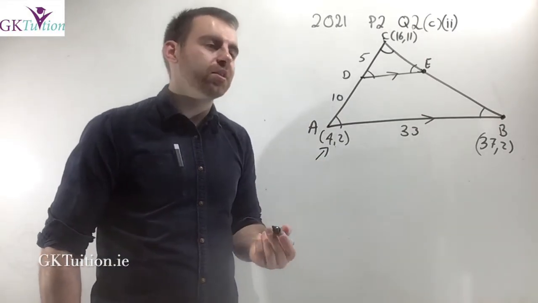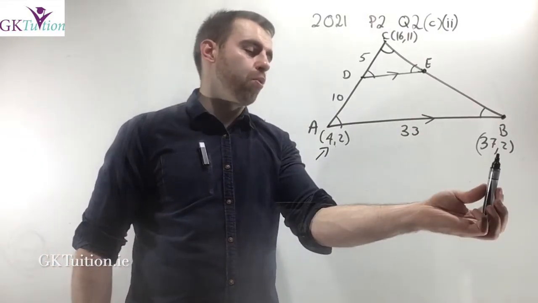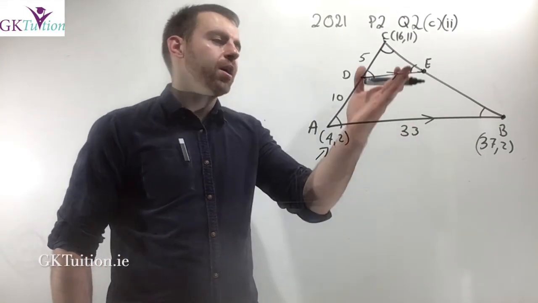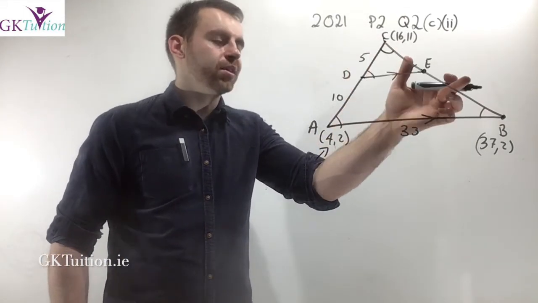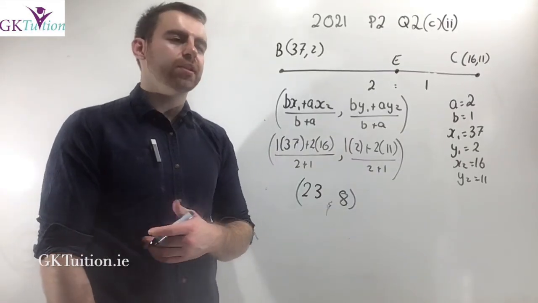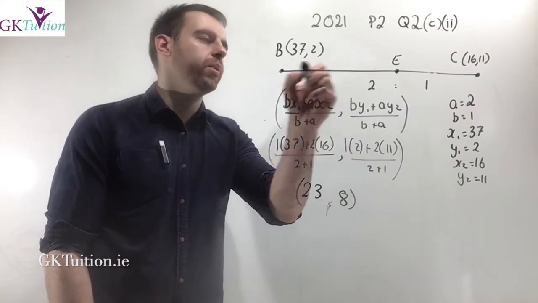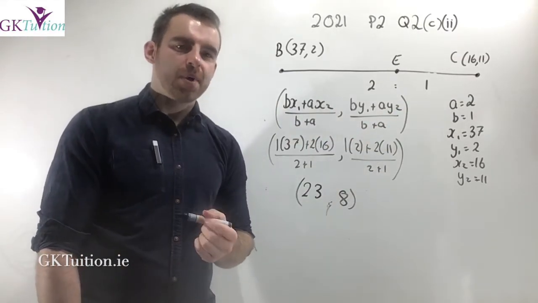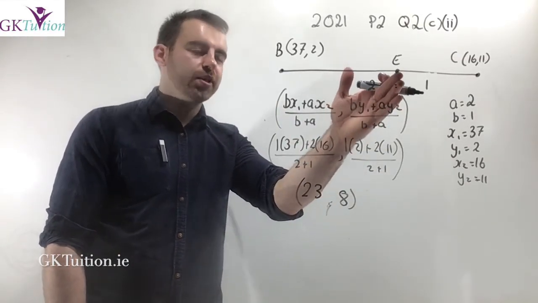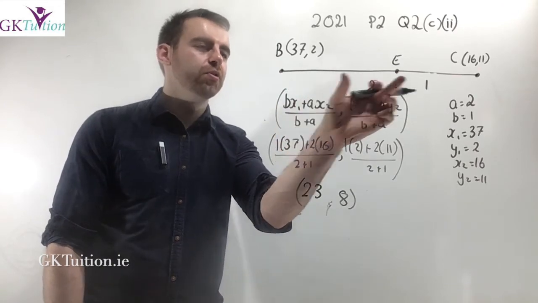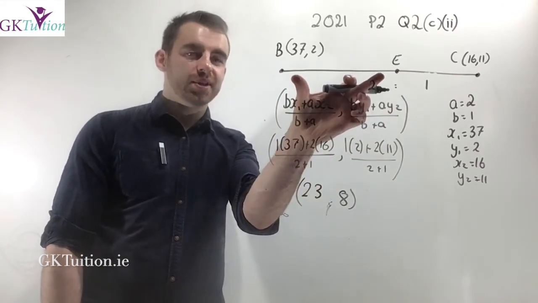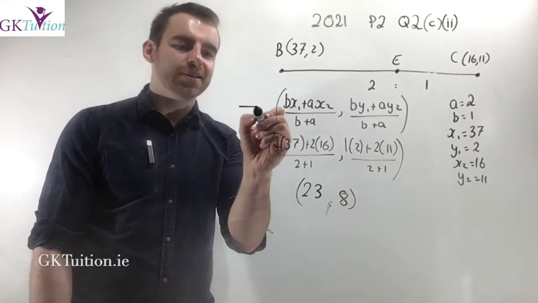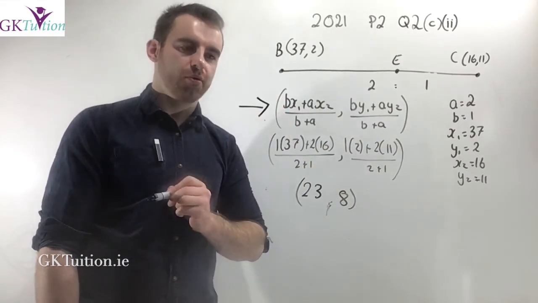Probably the simplest way to do it is, I know the coordinates of B, I know the coordinates of C, I'm going to use my ratio formula. So the simplest way to think about this now is we have the line that goes from B to C. I have the coordinates of B and I have the coordinates of C, and E is the point that divides it in a ratio of 2:1. The distance from B to E is twice as big as the distance from E to C. So if you go to your maths tables, we can use the ratio formula.